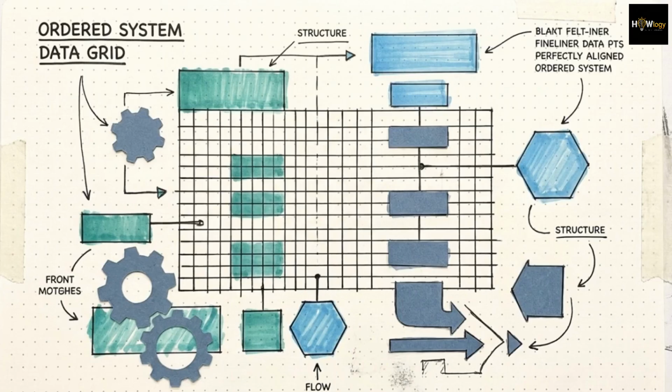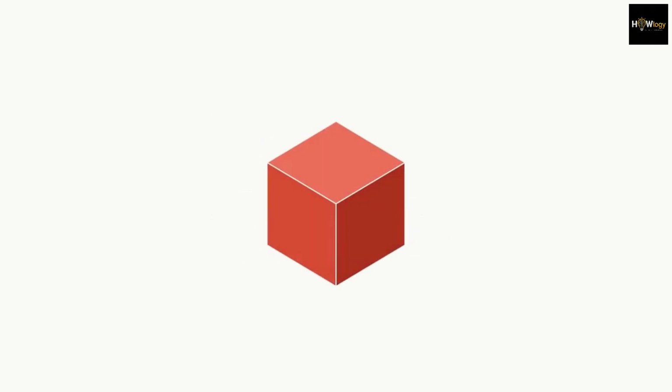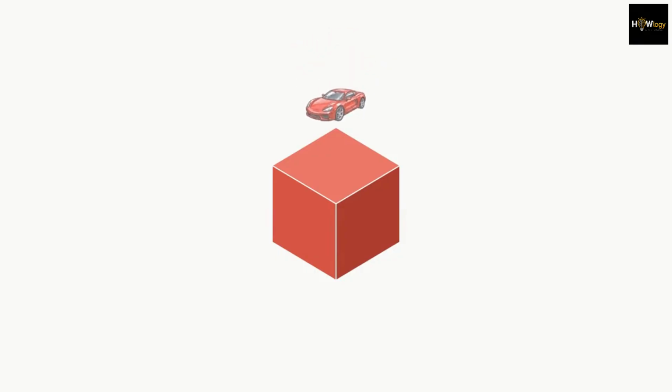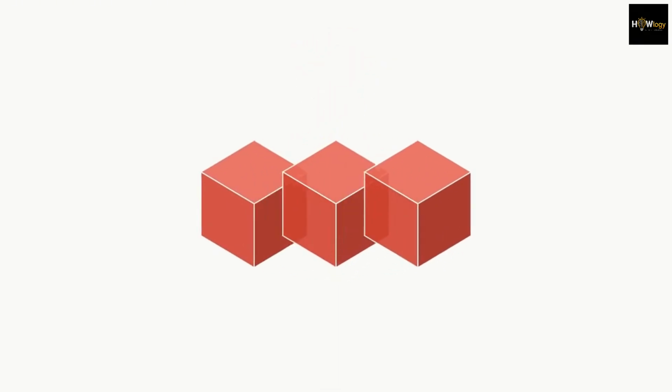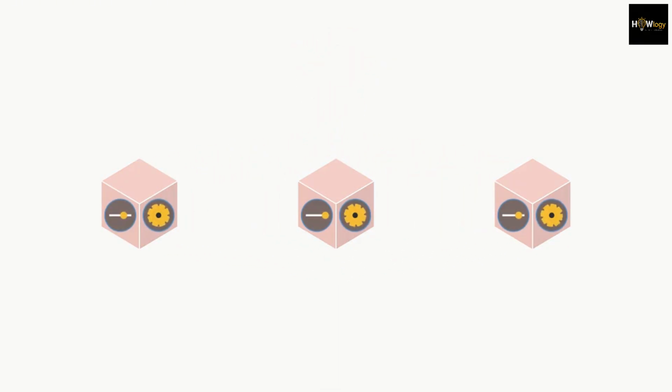To solve this, developers shifted to object-oriented programming, or OOP. Instead of writing sequential lists, they began modeling software on physical, real-world entities. They started designing code as distinct, self-contained items, with their own specific traits and actions.